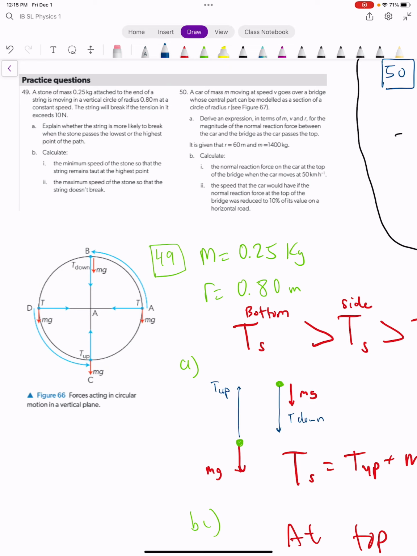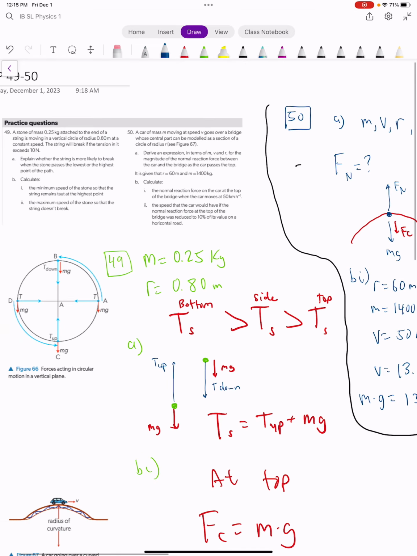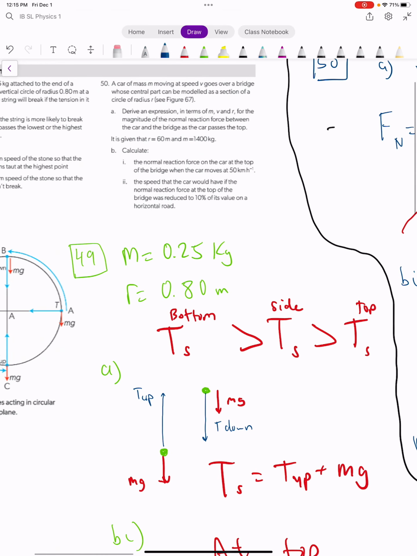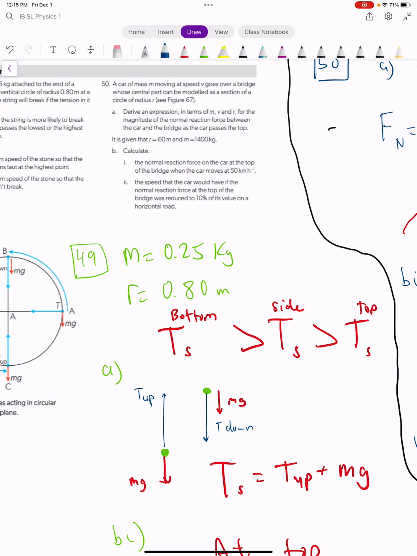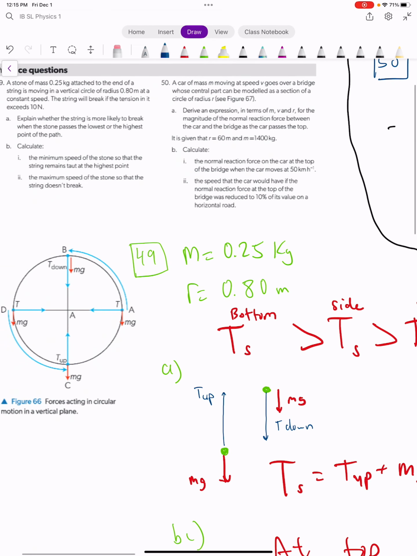Think about if something is going in a circle in a vertical, as it's going over the top, it doesn't need as much tension to bring it back down because it's got weight helping it. At the bottom, the weight is actually pulling on the string more than it would be at the top. So the tension at the bottom would be the greatest. It's greater than the sides. There's still some tension on the sides, and the tension is the smallest at the top because, again, gravity and weight is helping the object move in a circle.